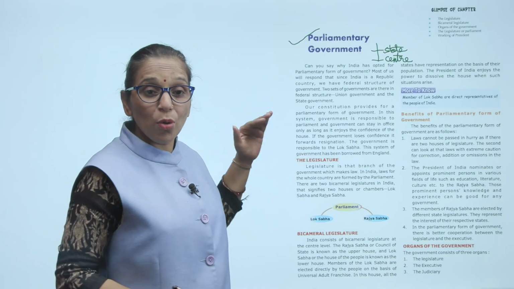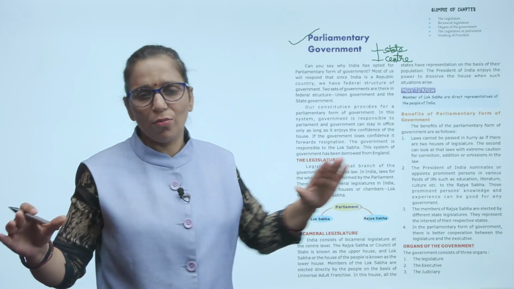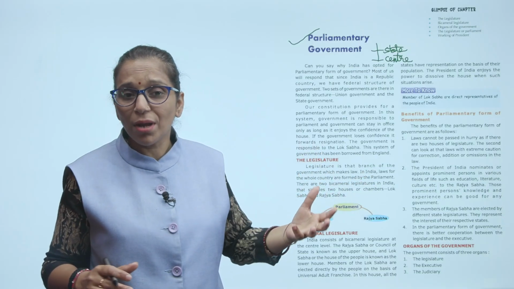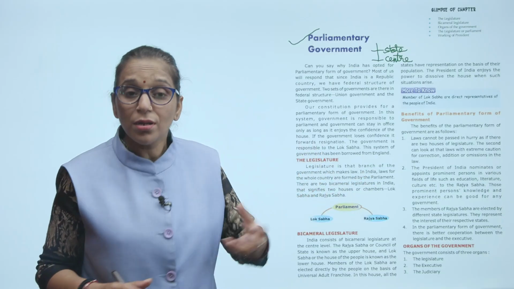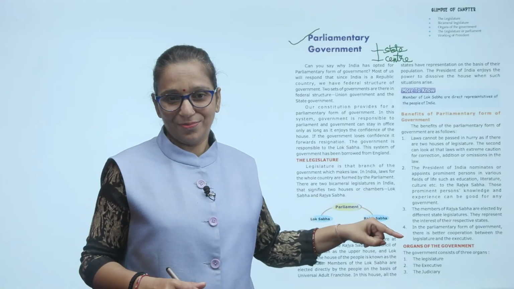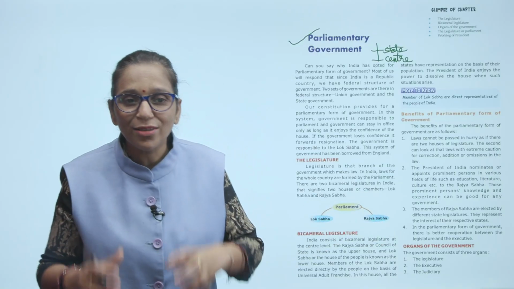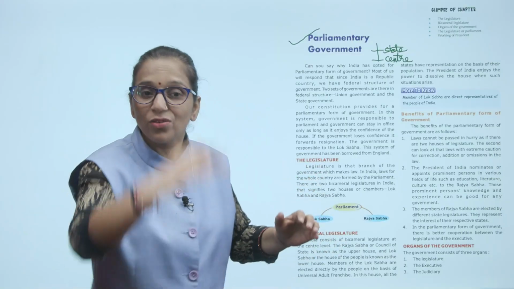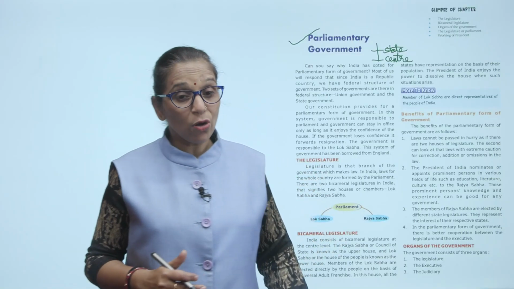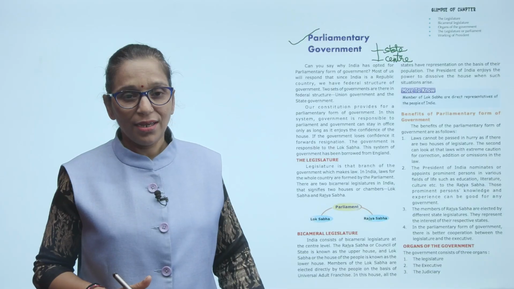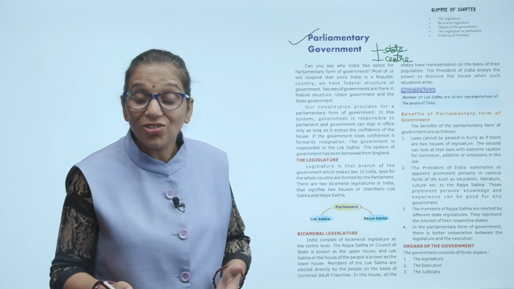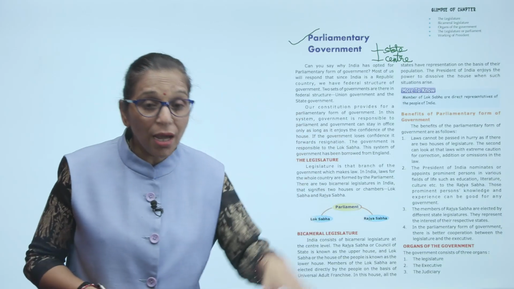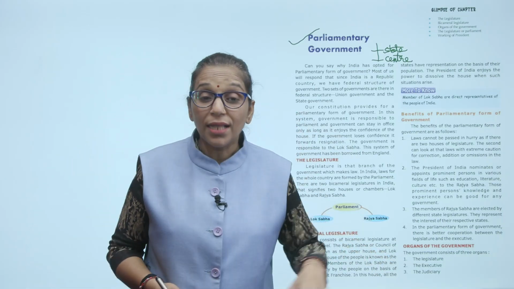Now our constitution provides for a parliamentary form of government in this federal structure, and in the parliamentary system, government is responsible to the parliament, and government can stay in office only as long as it enjoys the confidence of the house. If the government loses the confidence, it forwards its resignation. If a no confidence motion is passed in the parliament against the ruling government, then they have to resign.